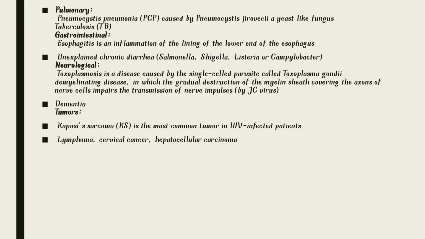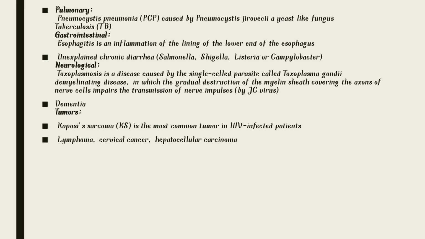In the pulmonary system, pneumocystis pneumonia caused by Pneumocystis jirovecii, a yeast-like fungus, and tuberculosis occur. In the gastrointestinal system, esophagitis is an inflammation of the lining of the lower end of the esophagus. Unexplained chronic diarrhea is seen.